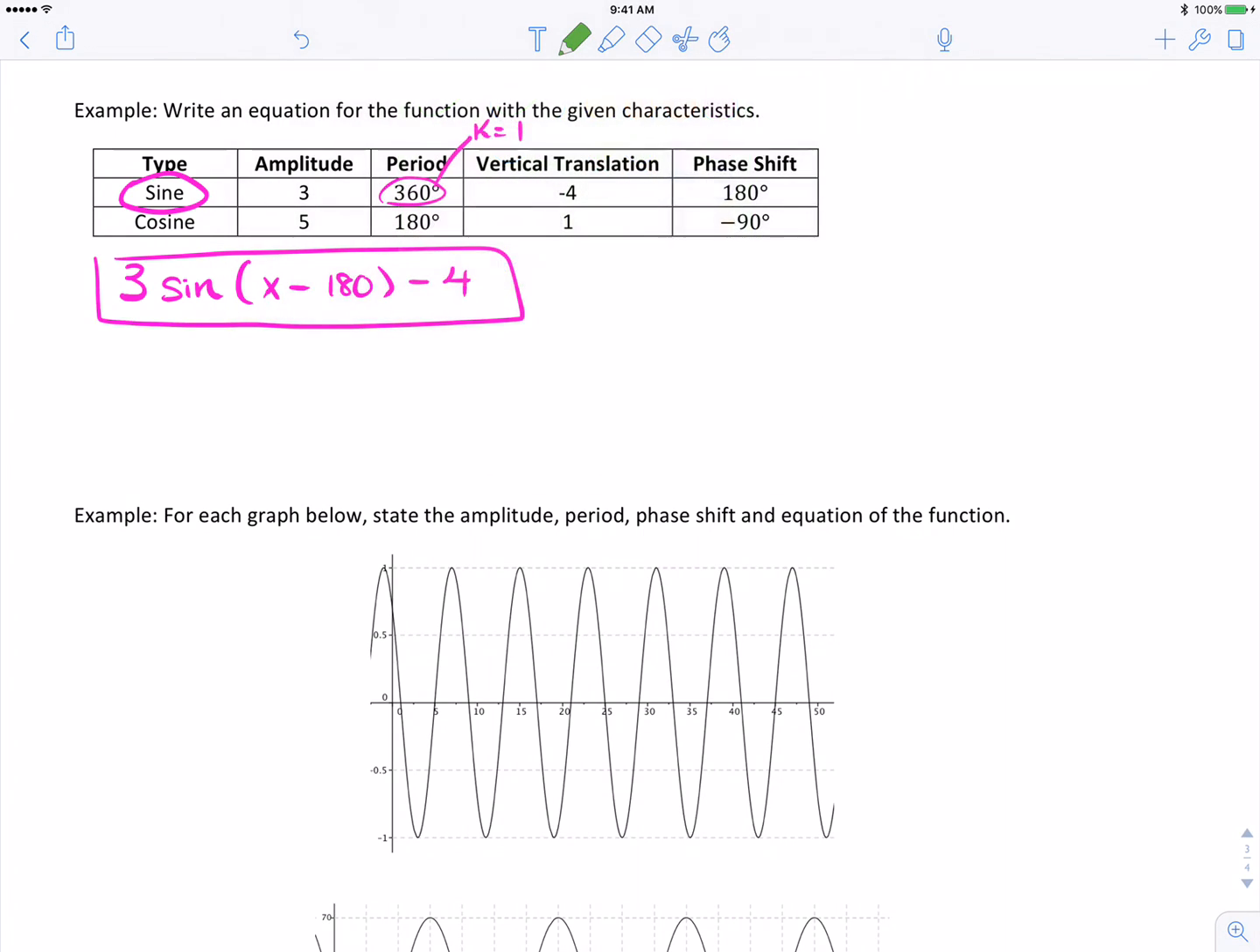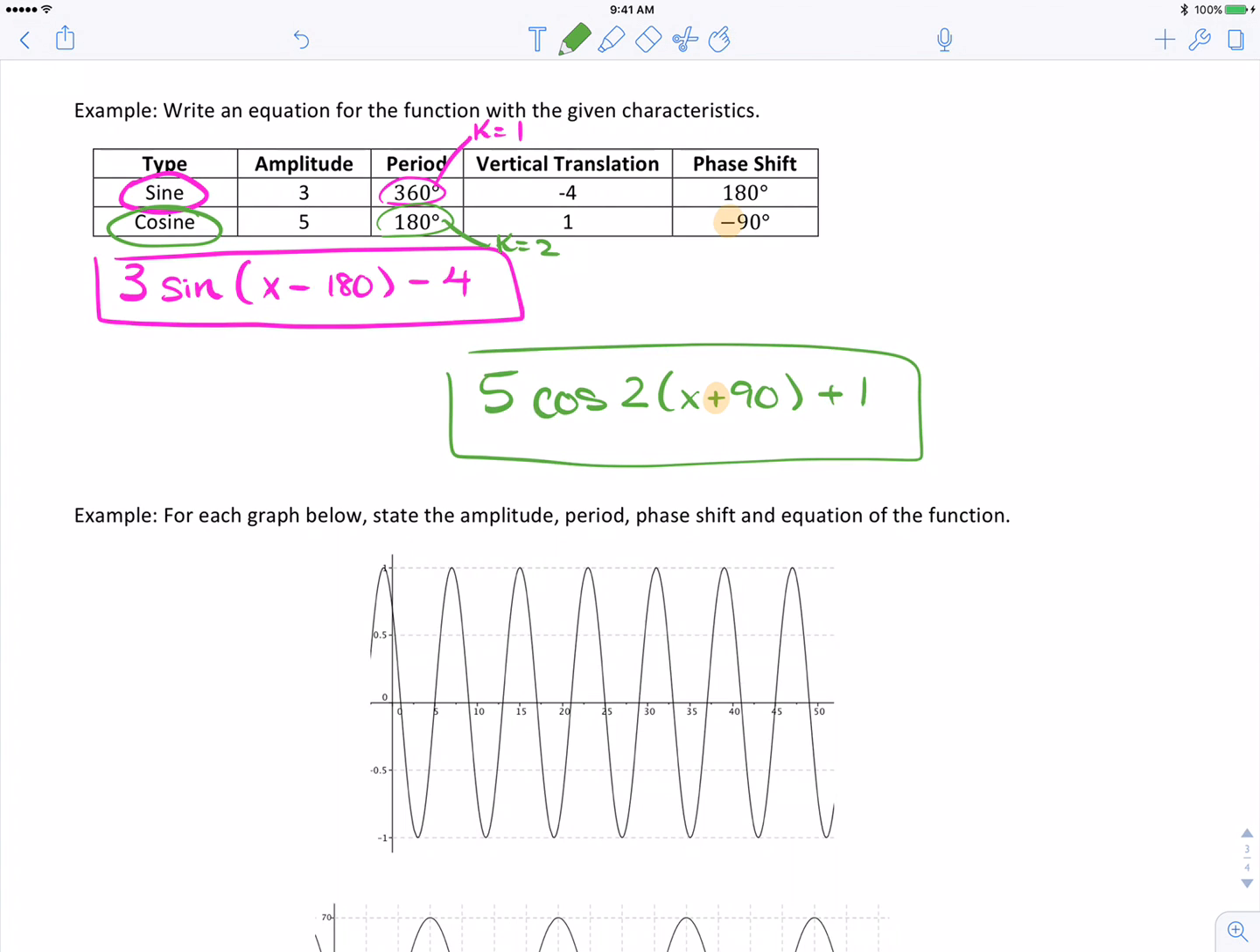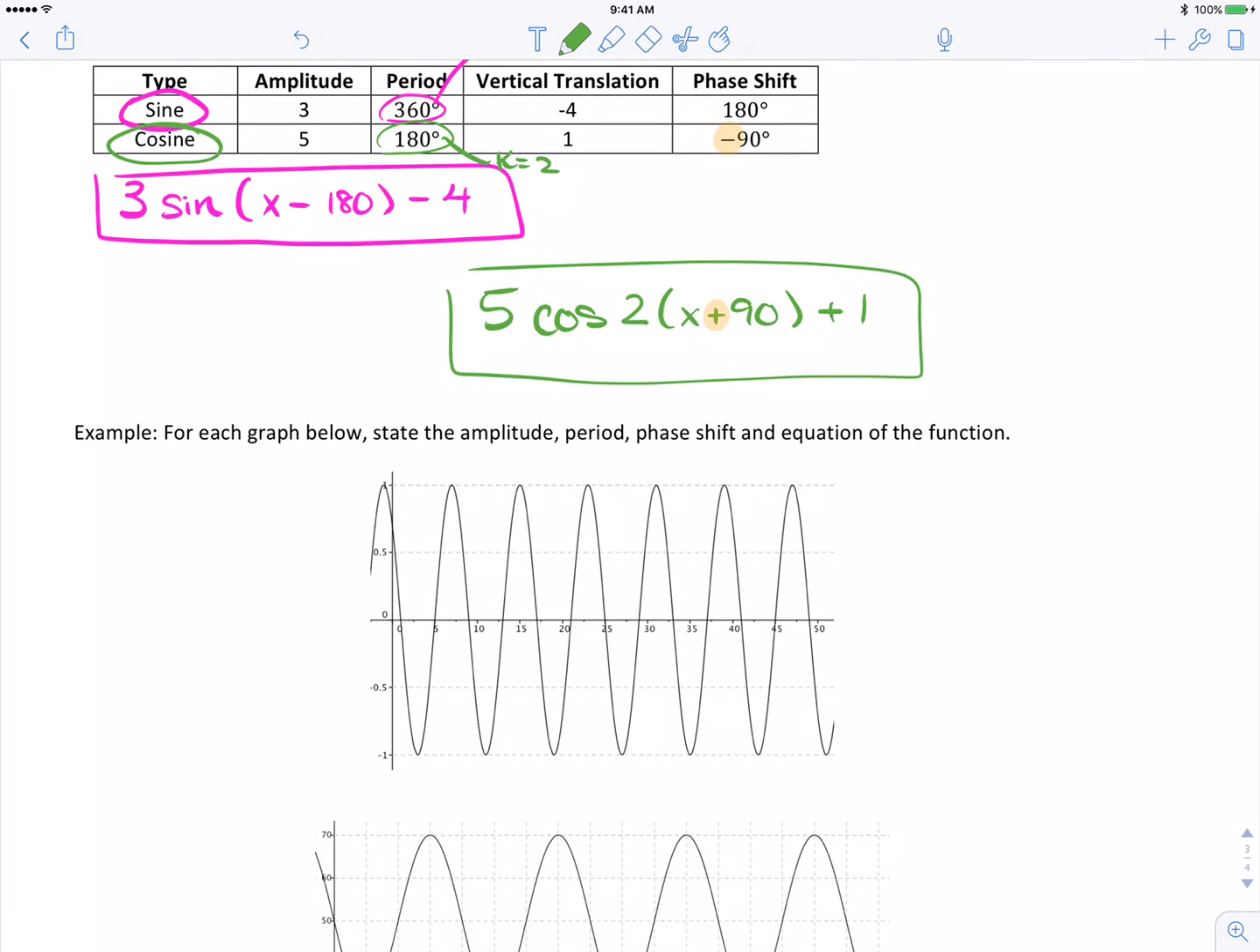If I look at the cosine graph, so I'm going to start off with the cosine, has an amplitude of 5, a period of 180. So that means it's half as big. So think of 360 divided by k, means k equals 2. So this is going to be 2x plus 90 plus 1. Notice here the positive and the negative. There is an option to multiply this through, but I would recommend just leaving it like this. So that's a possible equation. It doesn't say if there's a reflection, so positive or negative out front, so I'll just assume it's positive.